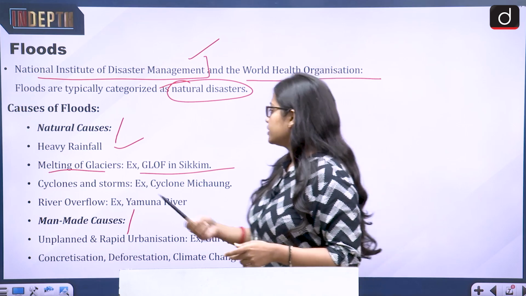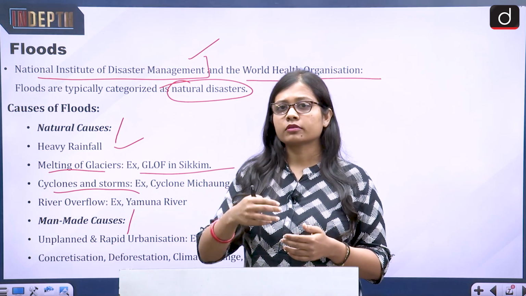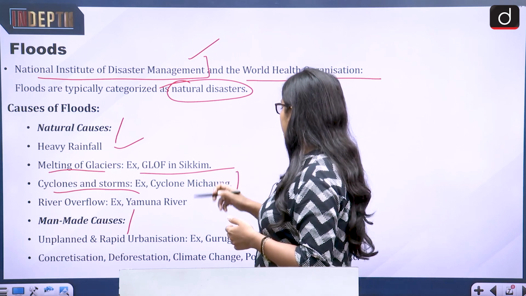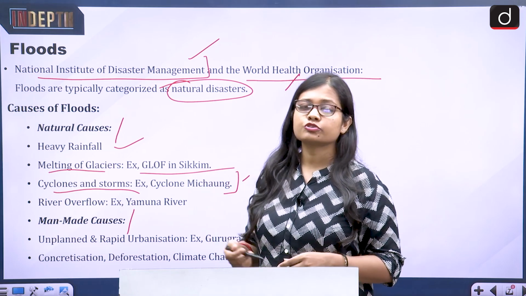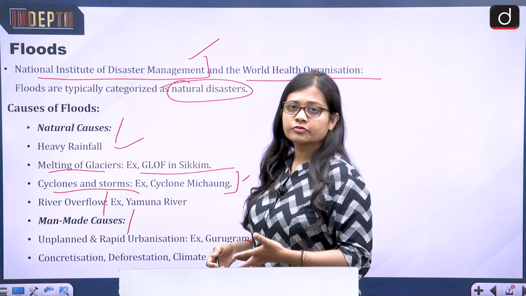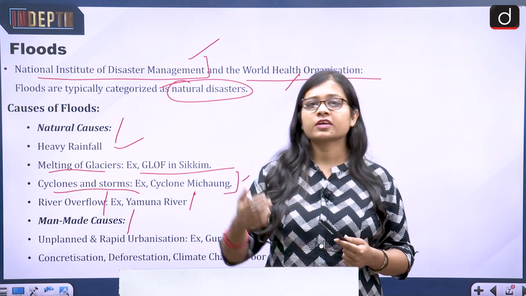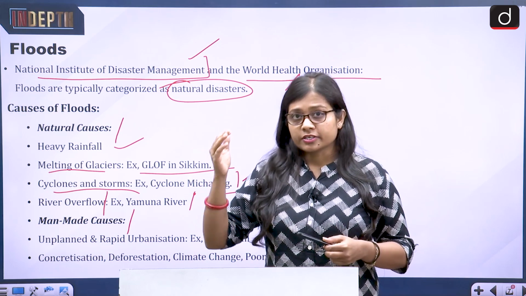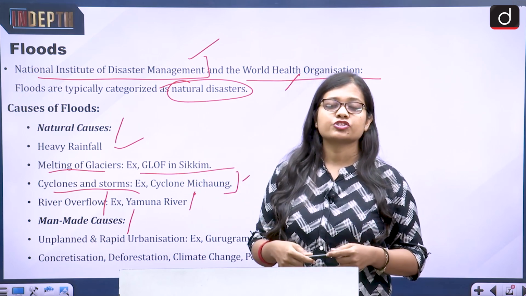Then cyclones and storms. With cyclones and storms, a very heavy precipitation occurs, and because of the precipitation it can lead to flooding-like situations. Cyclone Michaung, which happened in the year 2023, caused a flood-like situation. Then river overflow, one of the most basic points of flooding. For example, last year the Yamuna river overflowed because water was being released from Himachal Pradesh and Haryana. So the Yamuna overflowed and crossed the danger mark, and a flooding-like situation took place.